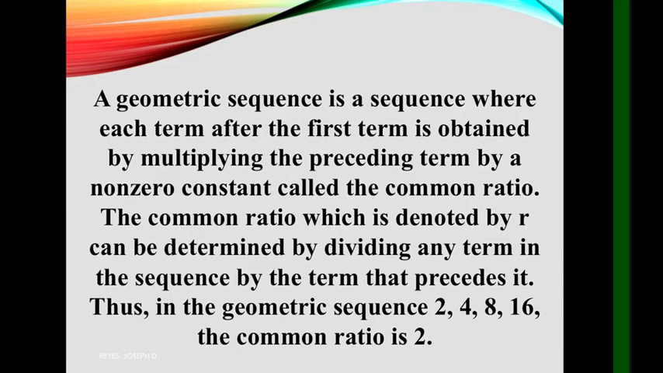The common ratio, which is denoted by r, can be determined by dividing any term in the sequence by the term that precedes it. Thus, the geometric sequence 2, 4, 8, 16 has a common ratio of 2. As we all know, because that is 4 divided by 2, 8 divided by 4, 16 divided by 8. All of them have a common ratio of 2.